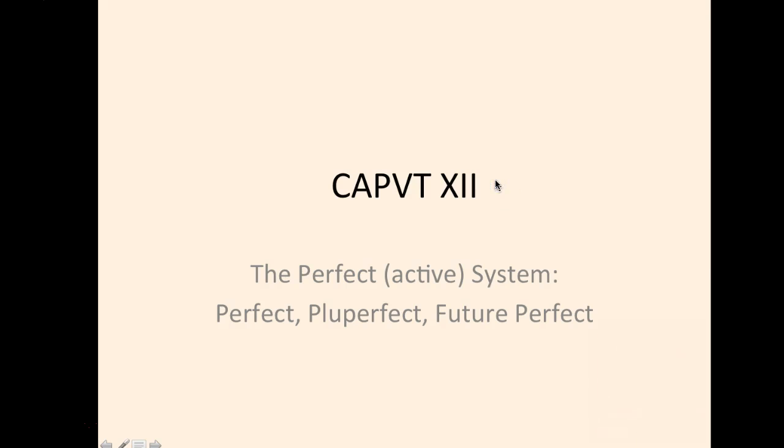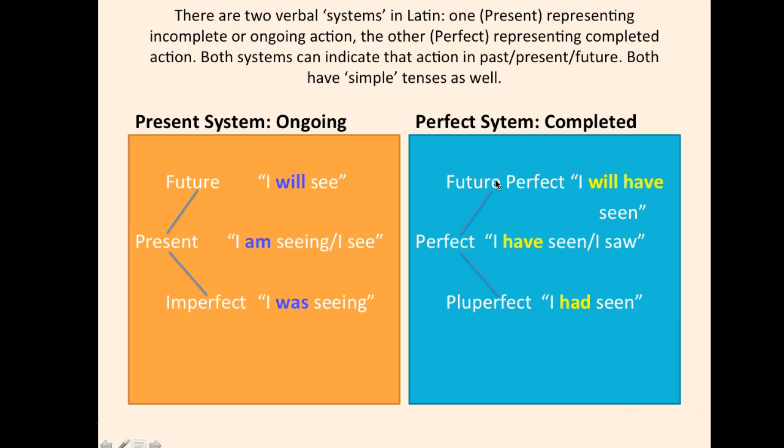There we go. Well, we've already encountered the present system of verbs, and the present system comprised the tenses present, future, and imperfect. All three of these tenses were built off the present stem, and all of them had to do with action that was ongoing or incomplete. The perfect system is exactly the opposite in that it represents action that's completed.